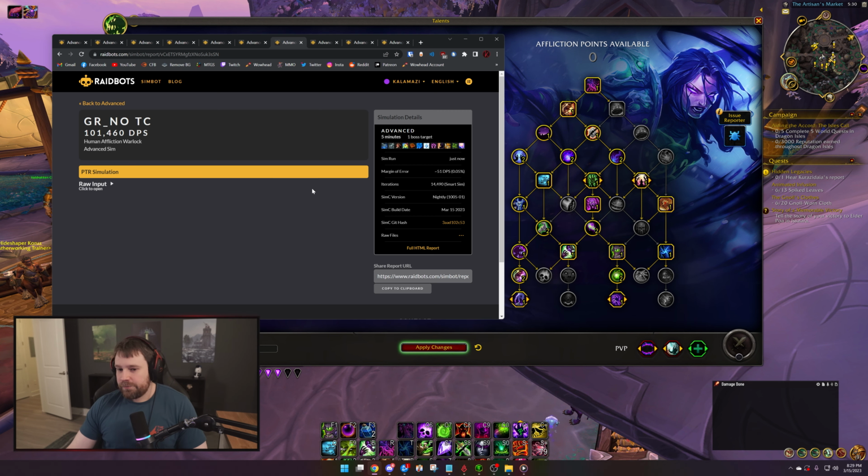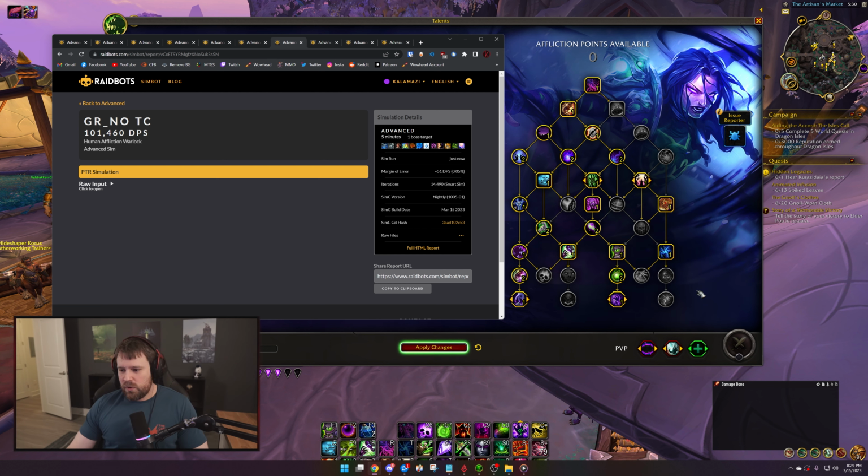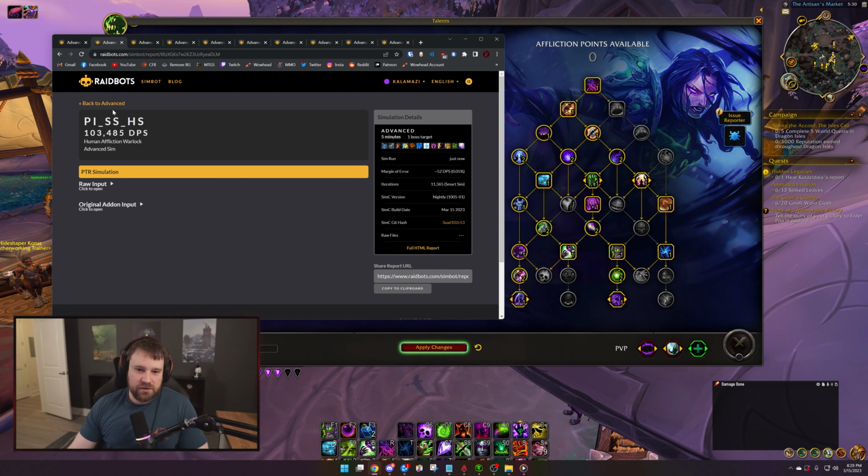We pulled Crescendo, and we're sitting at about 101,460 DPS, because Grim Reach does indeed do extra damage in single target. It's basically a separate damage event on top of I-Beam in single target. And honestly, for what constitutes sort of an AoE build, you're sitting at 101,460 DPS. The highest single target build we have is 103,485.